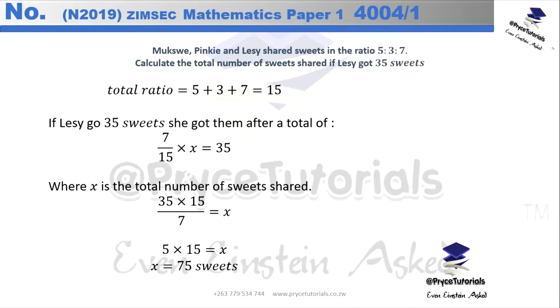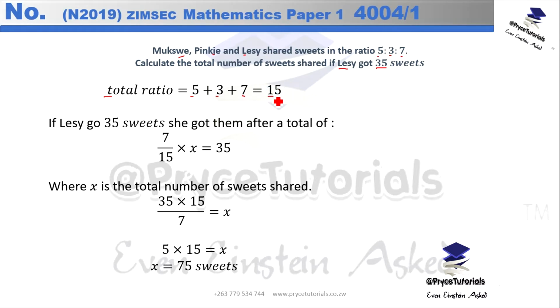Alright, and then the other question is saying Mukwe, Pinkie and Lesy shared sweets in the ratio 5:3:7. So you're asked to calculate the total number of sweets shared, if Lesy got 35 sweets. So what is the total ratio? The total ratio is 5 plus 3 plus 7, and then you get 15 here as your total ratio.